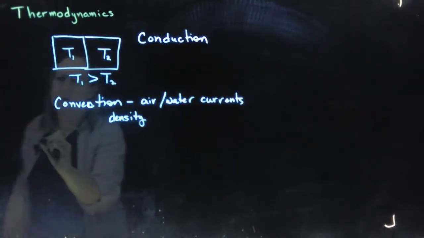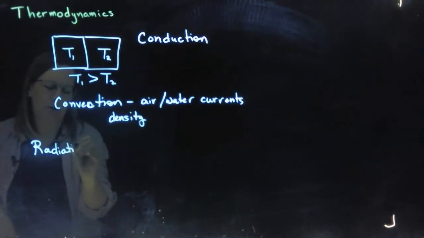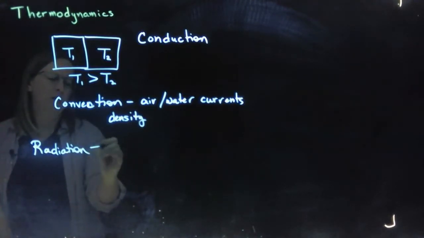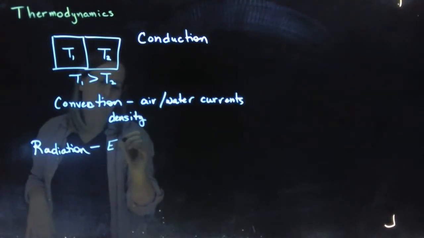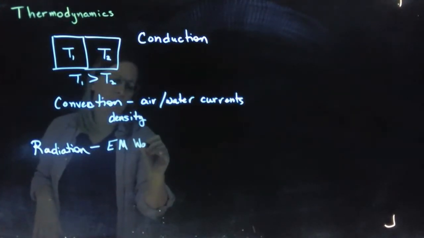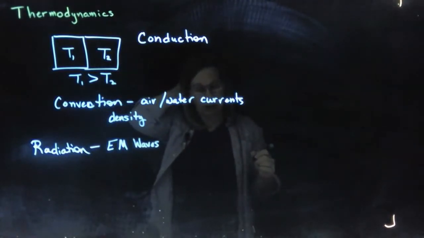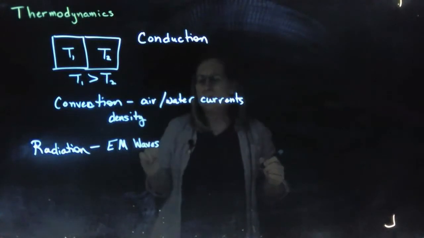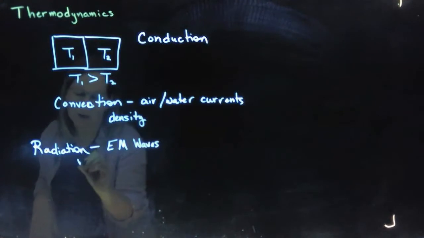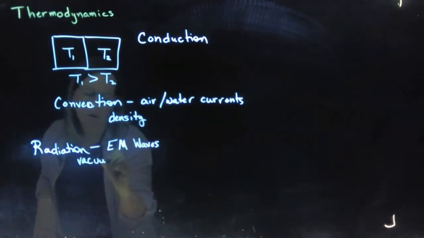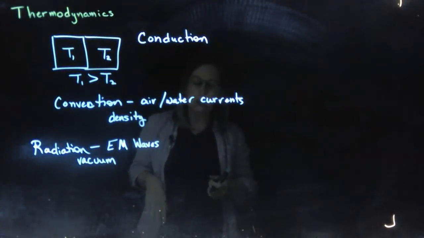And then we have radiation as heat transfer. And so radiation is by E&M waves, electromagnetic waves, which we will get to much later in the semester, the idea of electromagnetic waves. But this is, of course, the only form of heat transfer that can happen in a vacuum. So this is how the sun's energy gets to us. It's in the form of radiant energy.